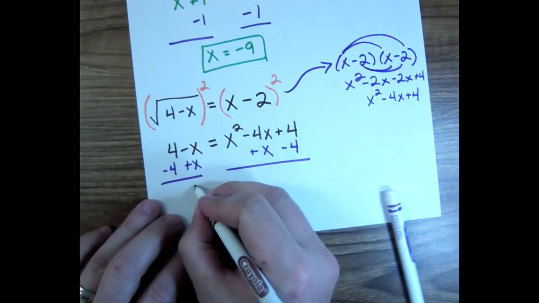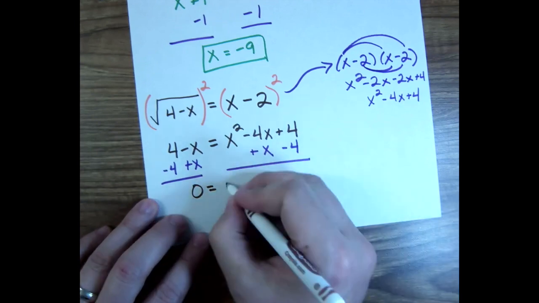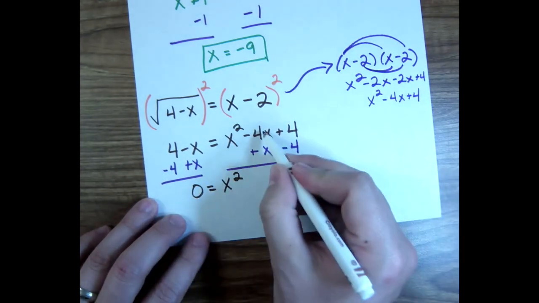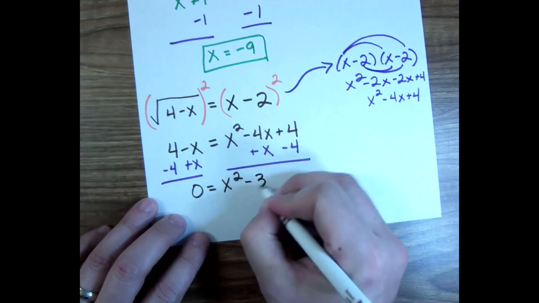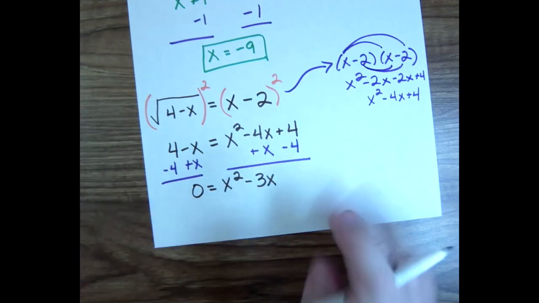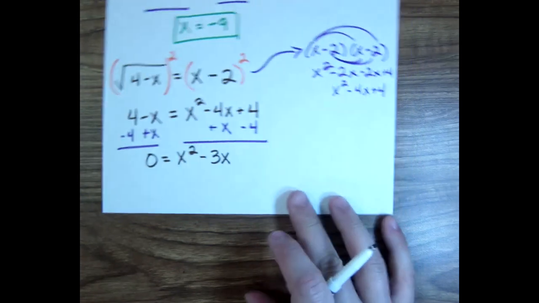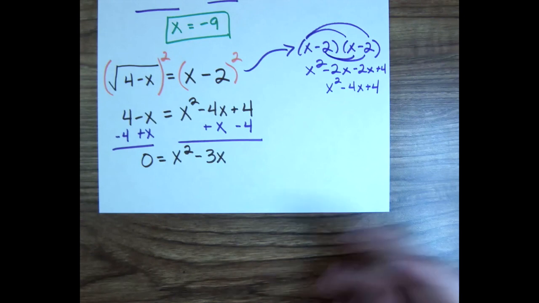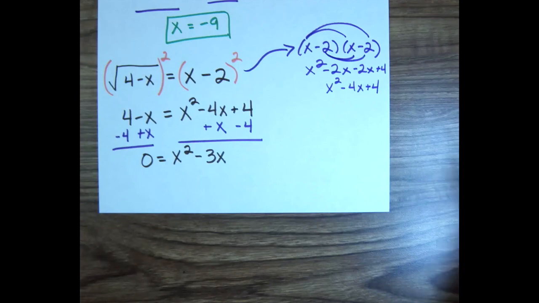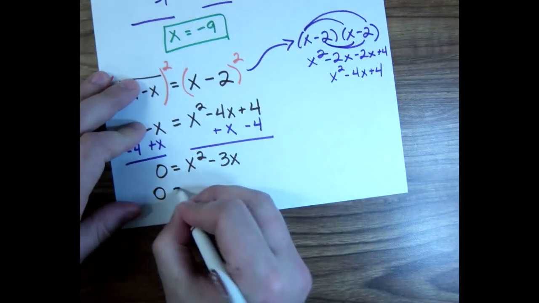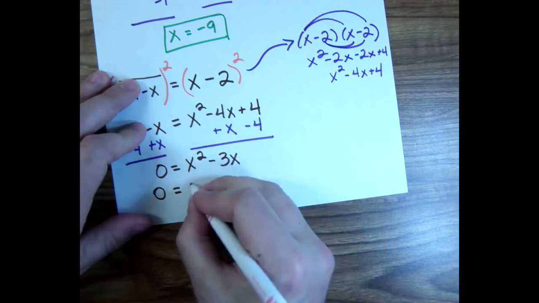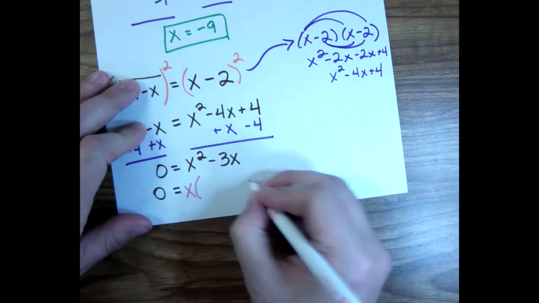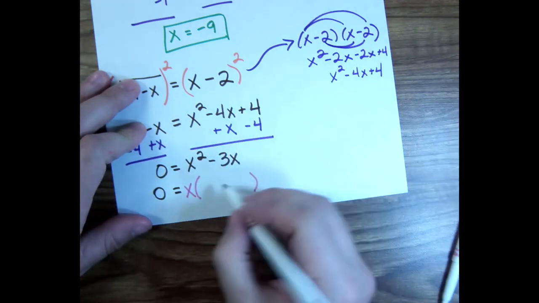So on this side, we're going to have 0. And on this side, we'll have x squared, and then negative 4 plus 1 is negative 3, and then plus 4 minus 4 is 0. So this one actually does require factoring, but the factoring is not bad because there aren't two parentheses here. What do we factor? Yeah, just the x, the greatest common factor. So 0 equals, greatest common factor is x. What would that leave me with on the inside?